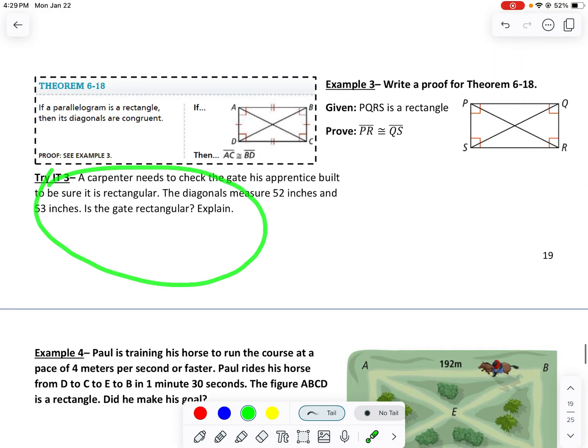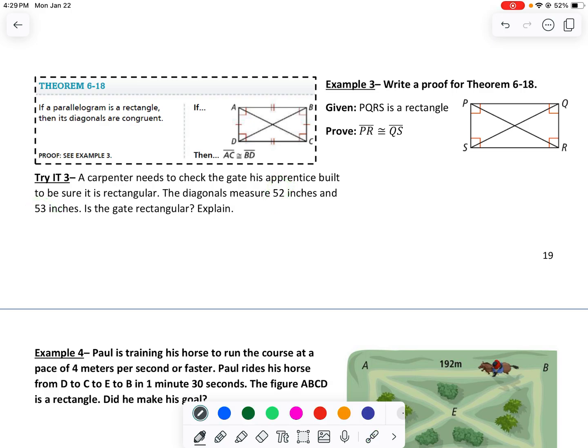Number 3. The carpenter needs to check the gate his apprentice built to be sure it's rectangular. The diagonals measure 52 and 53 inches. Is the gate rectangular? One of the special things about a rectangle is that the diagonals are congruent. So is it rectangular? Think about that to answer that question.